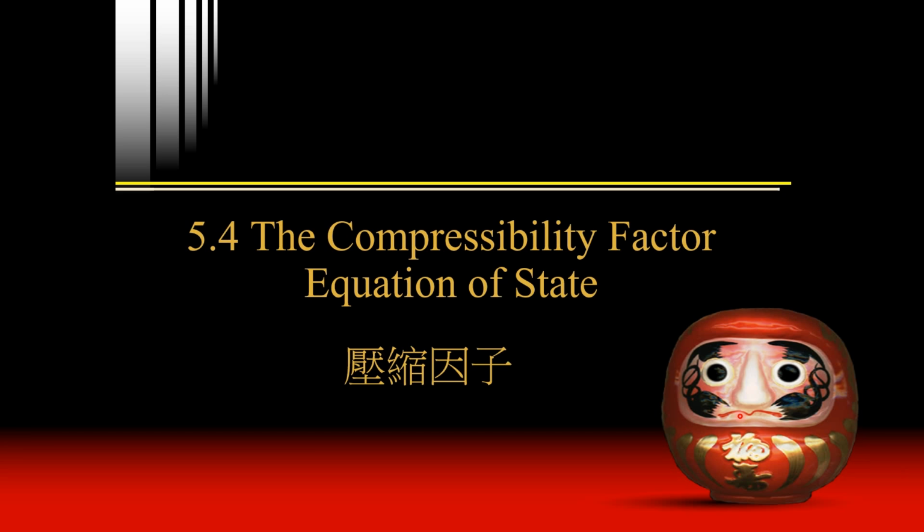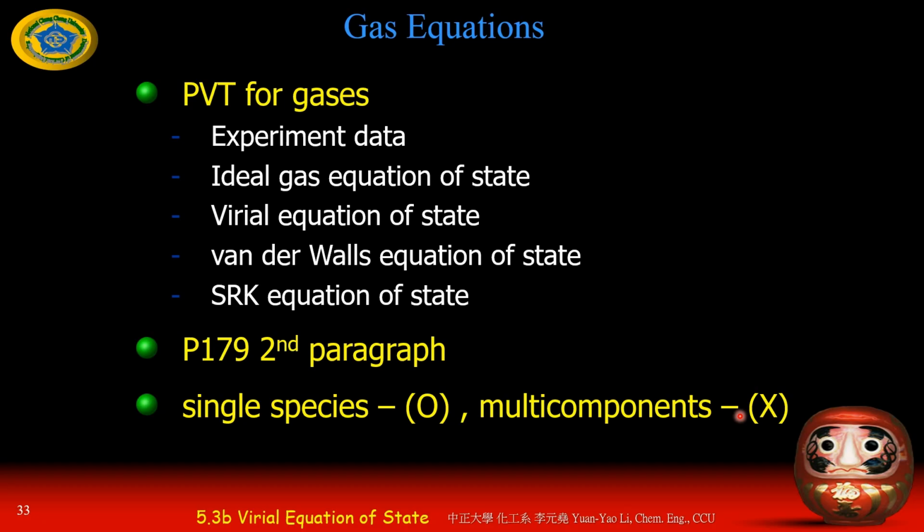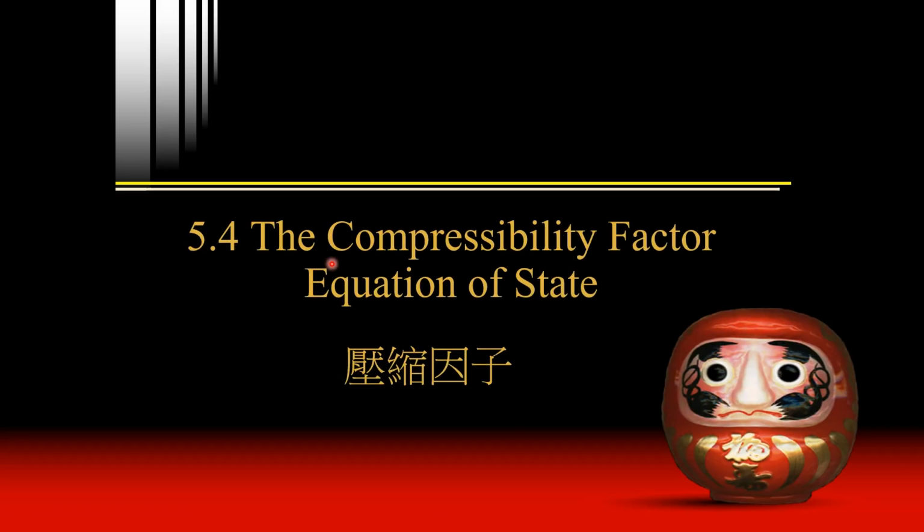So today, let's move to section 5.4, the compressibility factor equation of state. Because as you can see, for these equations, there is something missing, or something which is not very good. That is, if we have a mixture of gases, like three kinds of gases together, you cannot apply this equation. So do we have a better solution for this? Yes. Today, that's why we are going to introduce the compressibility factor equation of state.